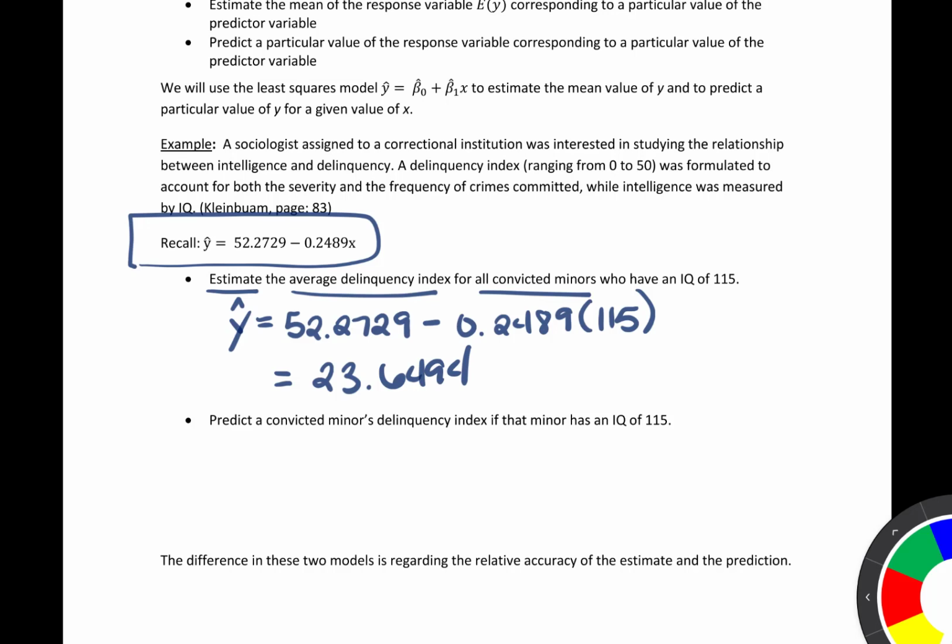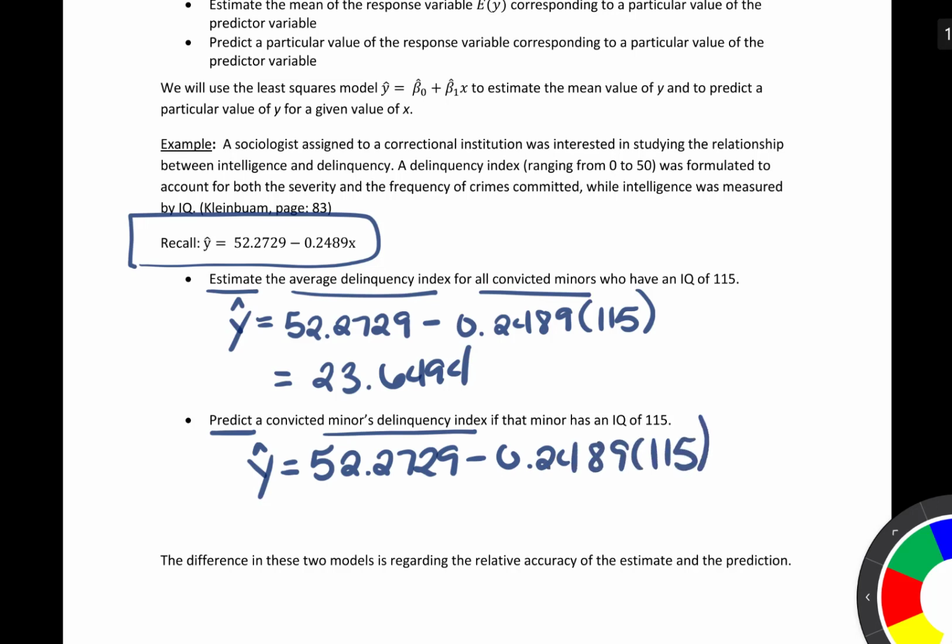We could alternatively do what's called a prediction problem, where we predict a convicted minor. So this is a single minor's delinquency index. We just have one minor here. We're not talking about all convicted minors. And it ends up, to get the predicted value, we actually just do the same thing again. So the estimate and the predicted value for each of these are the same. The difference is going to come into play when we look at the accuracy of the estimate and the prediction. In other words, when we create confidence intervals around each of these.